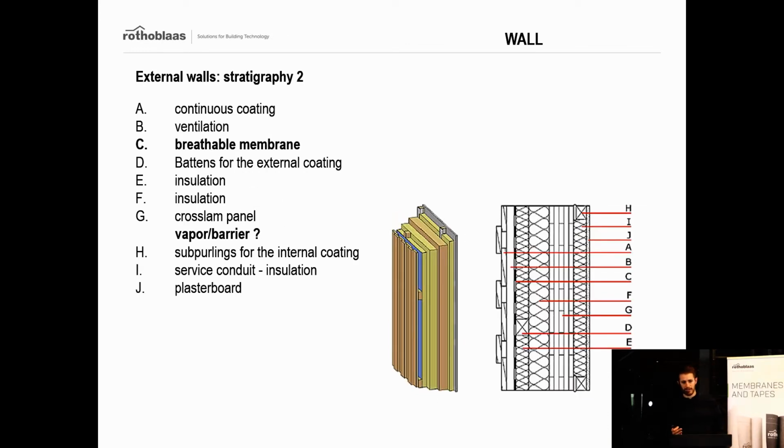And if you have, for example, a CLT wall, it's common sense, and also the producers of CLT say that if you have a CLT with more than 3 layers, for example 5 layers, you don't need a membrane for the air tightness, because the CLT wall already makes sure that the air tightness is there.